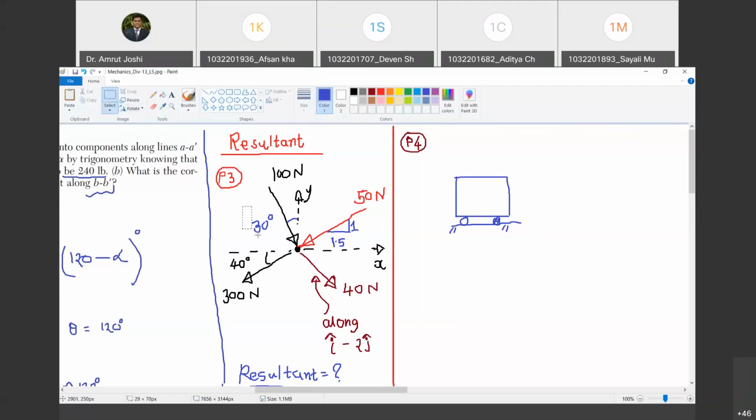Do you remember that last time we said the component adjacent to theta is cos theta. Tell me, 30 degree angle is between which? 30 degree is the angle between y and this 100 Newton. So therefore its y component is going to be cos and x component is going to be sin. Do you agree with me?